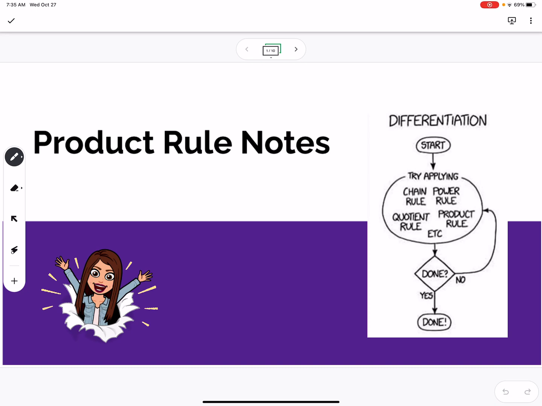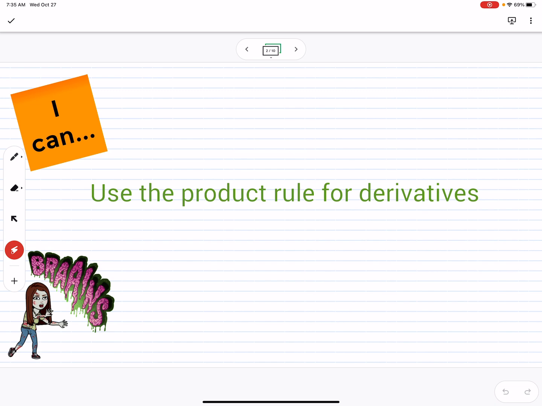Hello, AP Calc. So today we are looking at the product rule. As you can see over here, we're going to have a lot of rules in our tool belt. We are just focusing on one of them today. So our I can statement for today is I can use the product rule for derivatives.